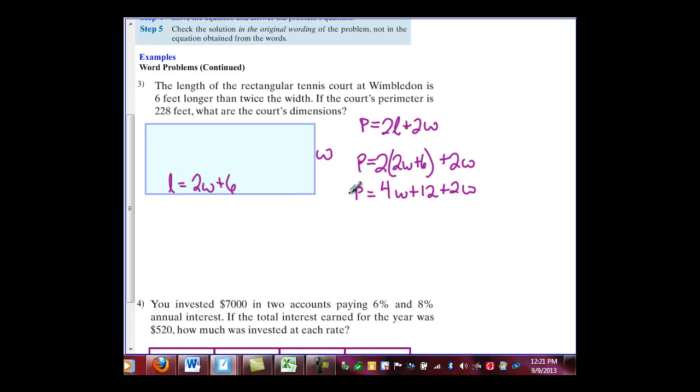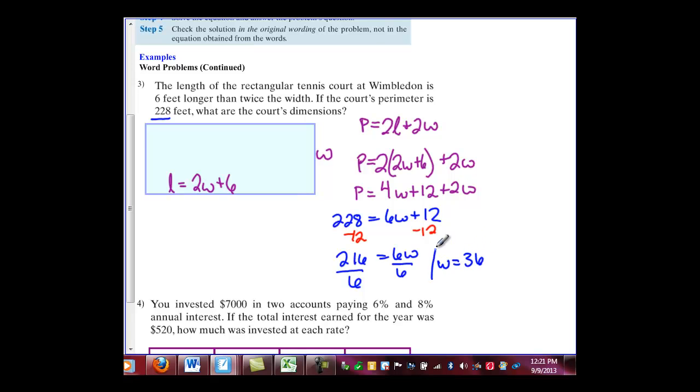Now one thing I'm going to go ahead and do is swap out this P, the perimeter, because it's telling us it's 228 feet. So 228 feet equals, and we're going to combine like terms. Yep. So the 228 equals 6w plus 12. We need to solve for w. The first thing we'll do is subtract 12 on both sides. And then we're going to divide by 6, which gives us what?